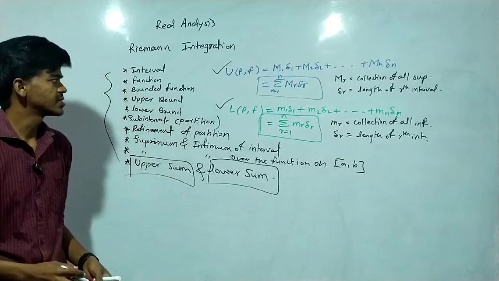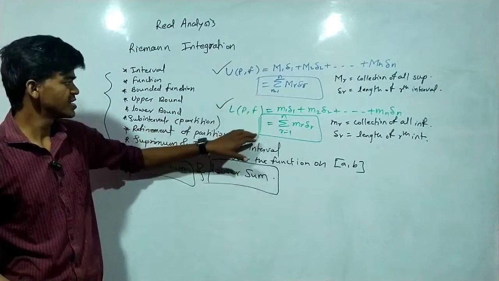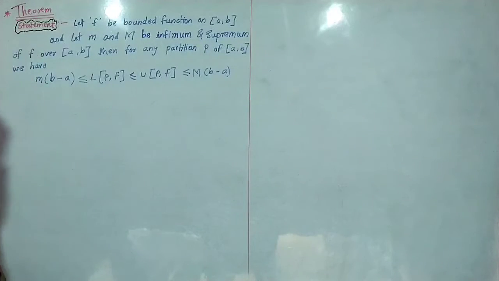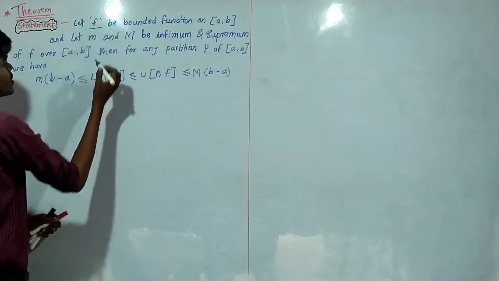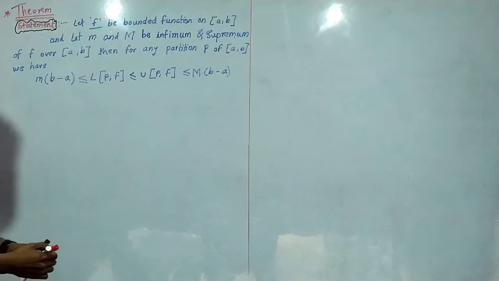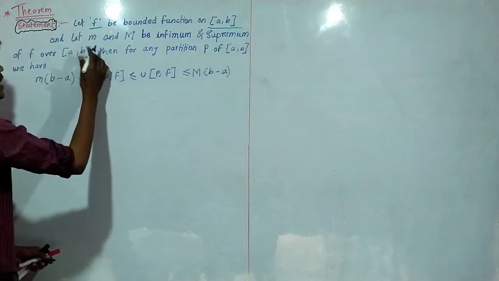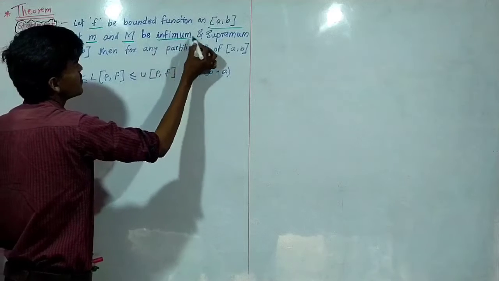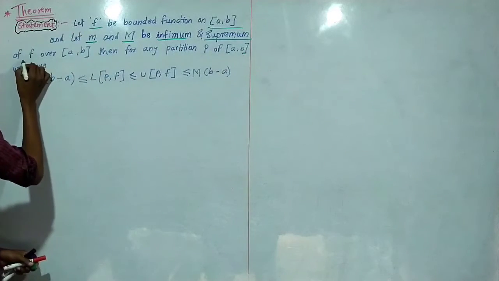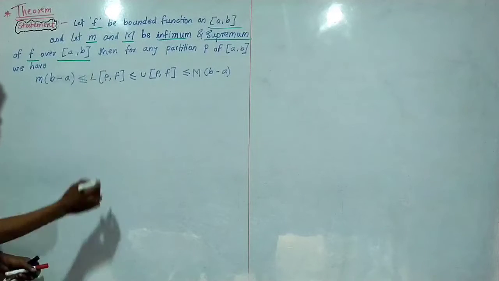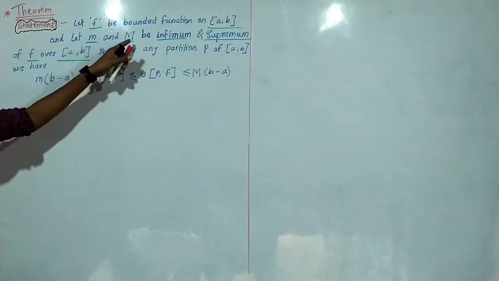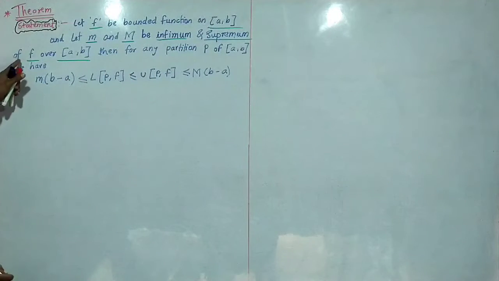Let's see, by using these statements we need to prove one theorem. Theorem number 1, the statement is: let f be a bounded function on interval AB, and let small m and capital M be the infimum and supremum of f over AB.